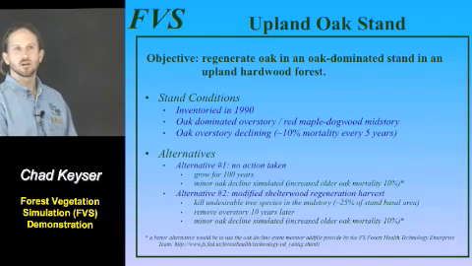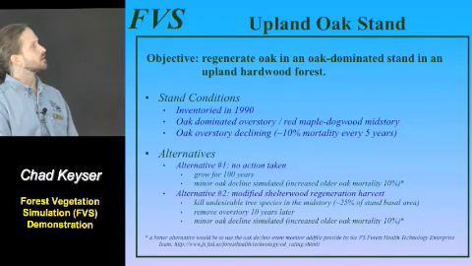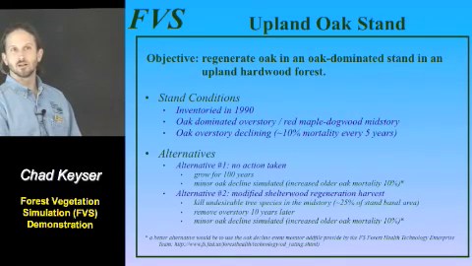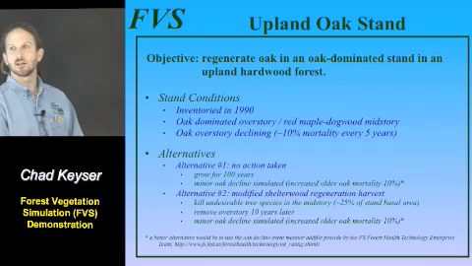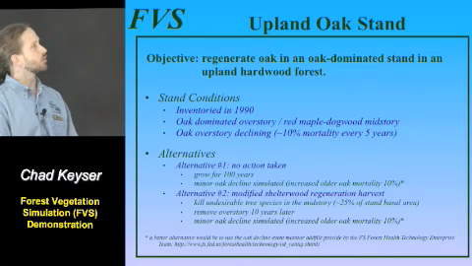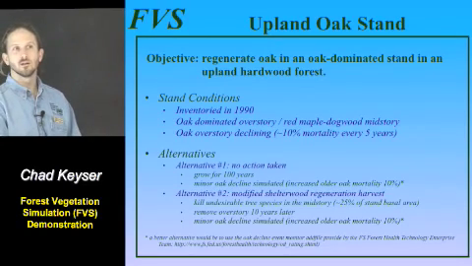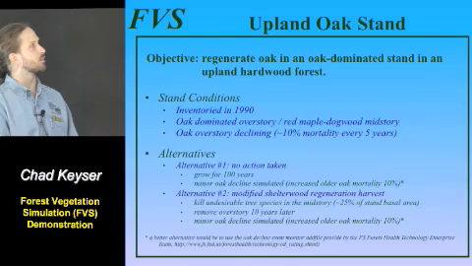This stand was inventoried in 1990, and it was comprised of an oak-dominated overstory with a red maple dogwood mid-story. And based on what David talked about yesterday, there probably isn't much oak regeneration in this stand. So the owner is a little bit worried about the future development of this stand, especially given the fact that the oak overstory has been declining over the last few years. And in fact, it's been about 10% mortality every 5 years for a while now.